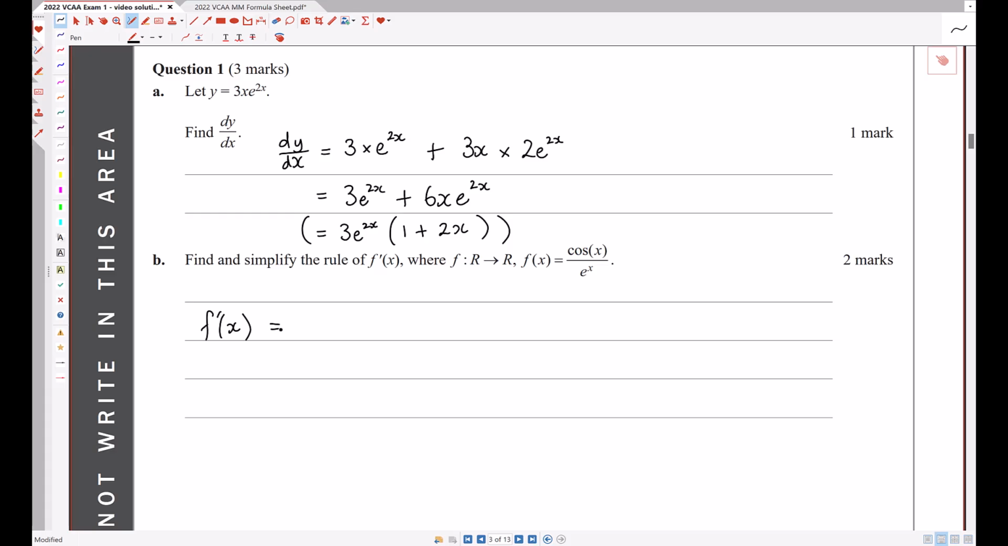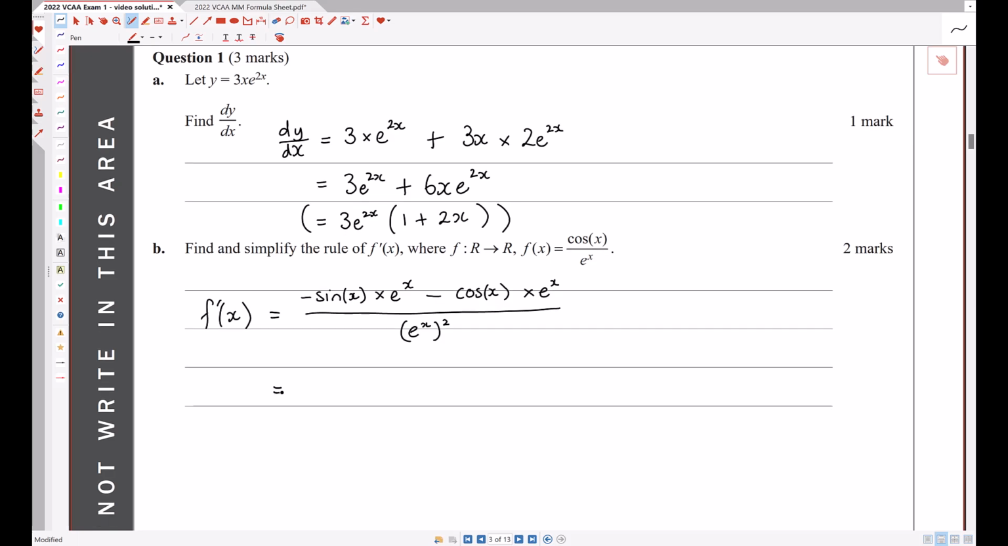So f dash x, quotient rule. We differentiate the numerator, so the derivative of cos is negative sine. We multiply by the denominator, leaving that as it is. We subtract, we leave the numerator as it is, and we multiply by the derivative of the denominator, and the derivative of e to the x is just e to the x. All divided by e to the x, all squared, which, yes, we can write as e to the 2x. I'll do that in a minute.